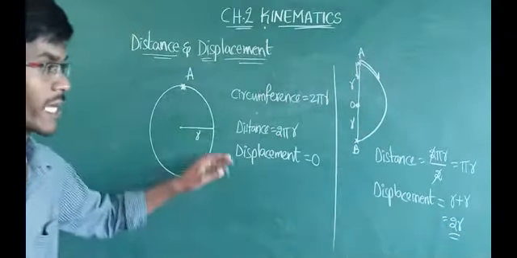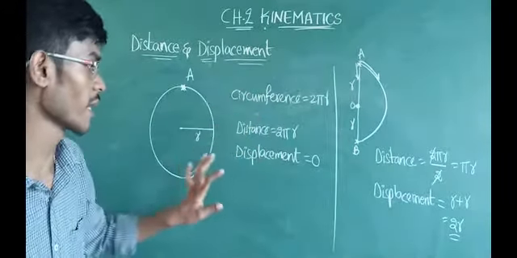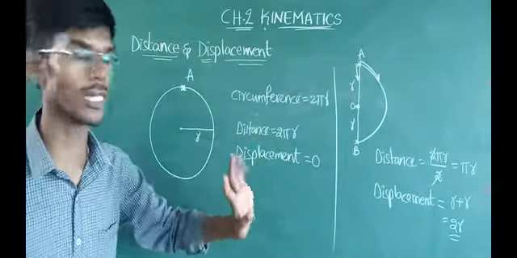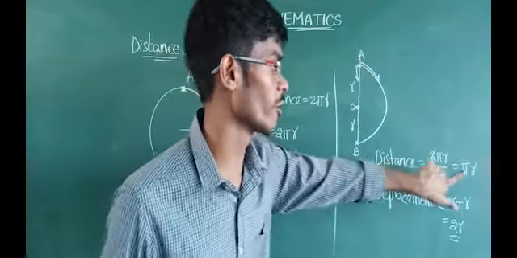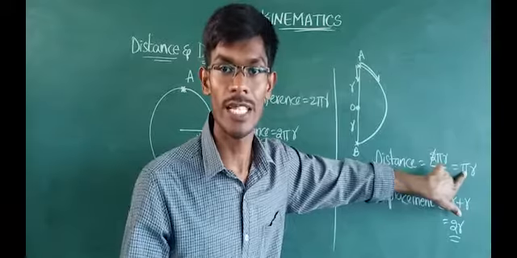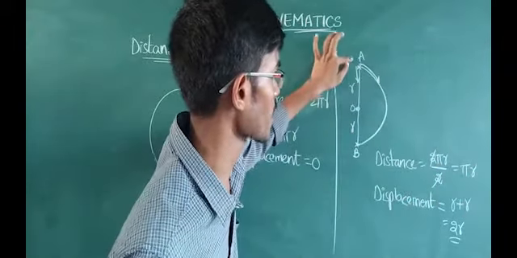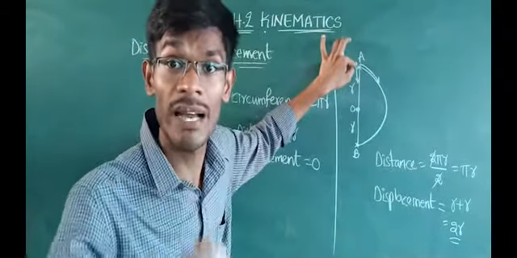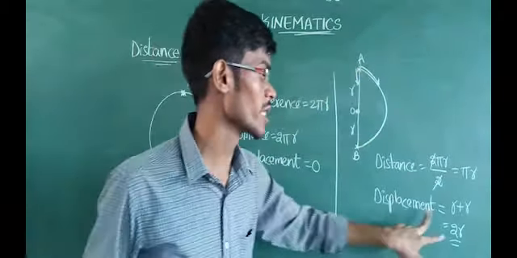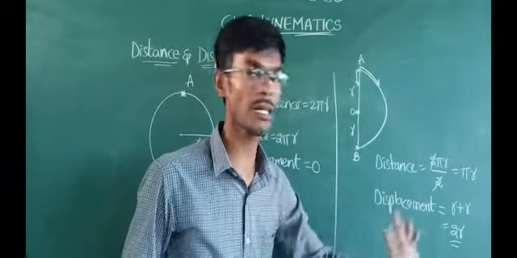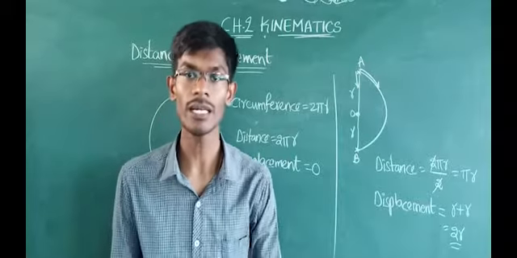So if an object is moving along a circular path, the total distance covered is equal to 2 pi r, and displacement is equal to 0. If it is a semicircle, distance is equal to half of the circumference of the circle, pi r, and displacement is the shortest path, the diameter of the circle. So displacement is equal to r plus r, 2r. Okay, that is about distance and displacement.